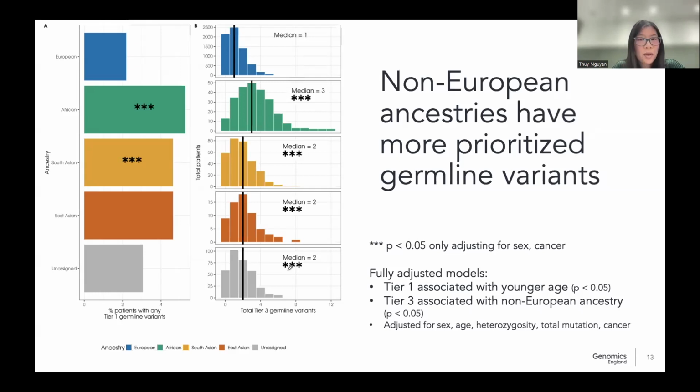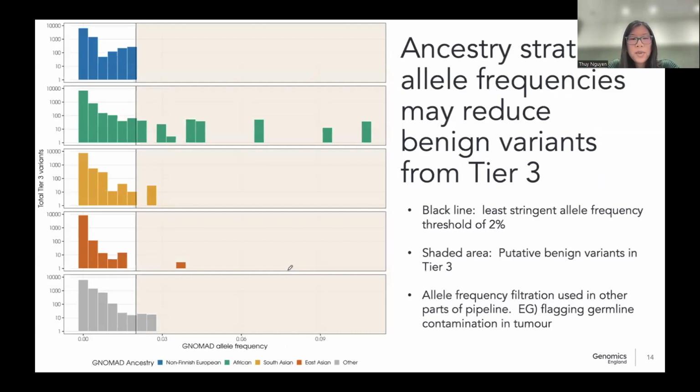Right, so we looked at reasons why, and one of the main culprits is the allele frequency filtration. I mentioned before, to classify a variant as tier 3, it has to be considered rare, at least in a cancer context. The problem is the allele frequencies were drawn from a large population without ancestry stratification. This is problematic because this population is majority European. And as you would expect, variants that may be rare in European may actually be quite common, say, in African ancestry. And this is what we're showing here in this plot.